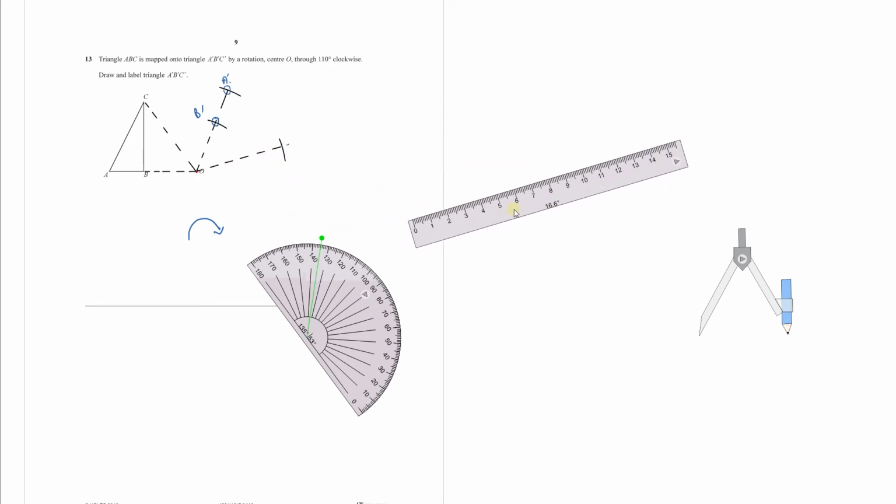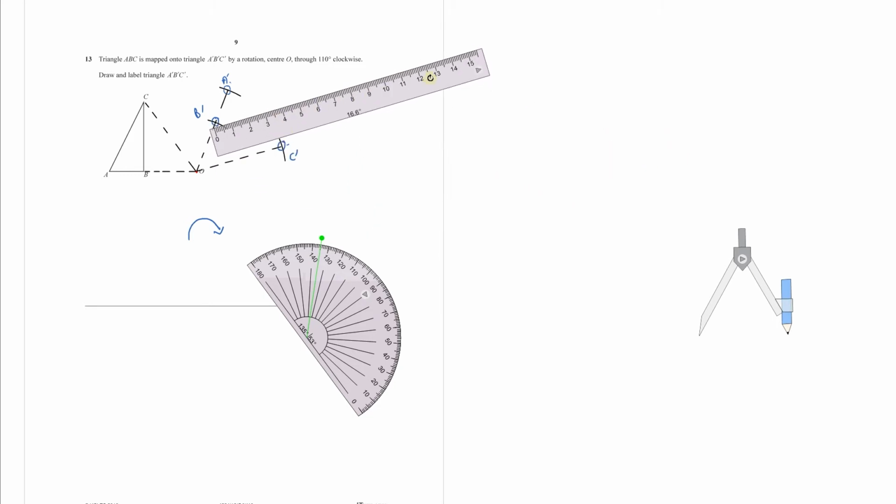Let me mark it here. So this is C prime. So now you have all the three vertices of the new triangle, A prime, B prime, and C prime. The last thing that we need to do is just to connect them with a straight line to basically get the triangle.